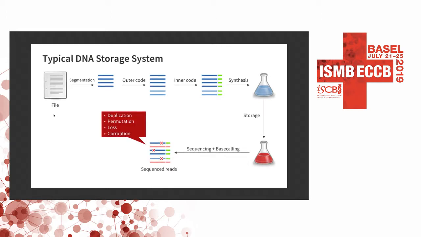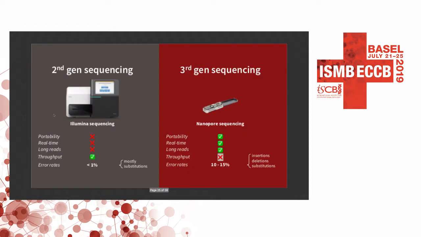Finally, when you want to read the data back, you do sequencing, maybe Illumina, maybe Nanopore, maybe something else, and you do the base calling process to get back these sequenced reads. And here you have lots of errors, as we already talked about. Some of the sequences you see twice, the ordering is lost, some of the sequences are lost, and even the sequences you get are corrupted. And then using the error correction codes, you should be able to decode what you actually put in the solution.